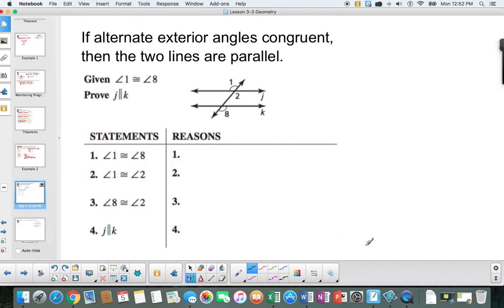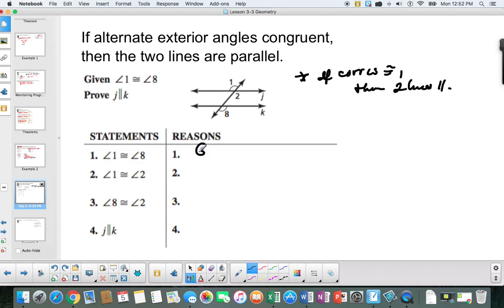Let's do another proof. We'll prove the alternate exterior angles converse. We're going to start off with alternate exterior angles, and we want to show that the lines are parallel. And again, the only one we have so far is if corresponding angles are congruent, then the two lines are parallel. This one we can use.